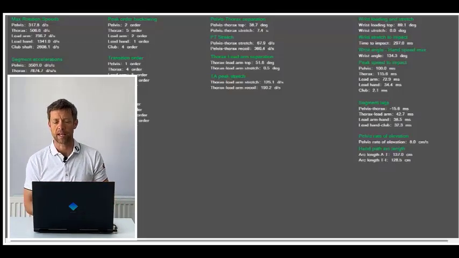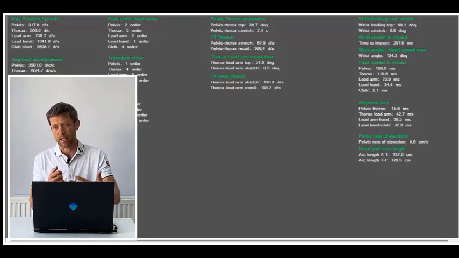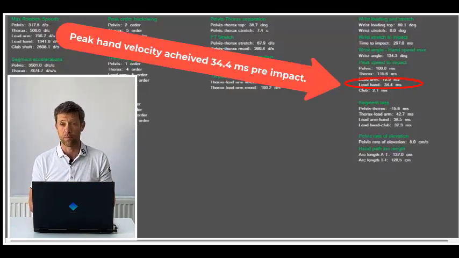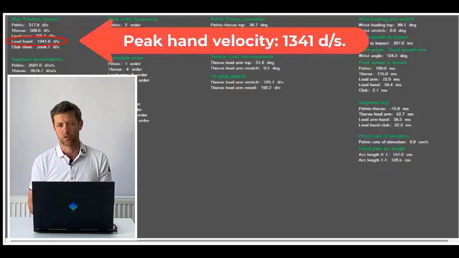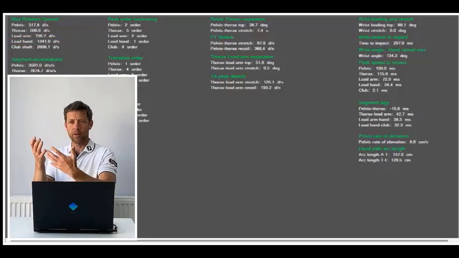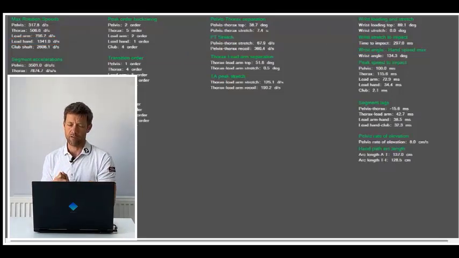Equally, we look again, as shown by the circle on the screen, at their peak hand speed, the angular velocity of that speed. It has happened much earlier than the advanced player, 34.4 milliseconds in advance of impact. And then once again, as shown by the circle on the screen, the peak hand speed being produced is 1,341 degrees per second. So a very, very different interaction timing, for example, in the recreational player, with no stretch in that three-dimensional value of that wrist in transition.